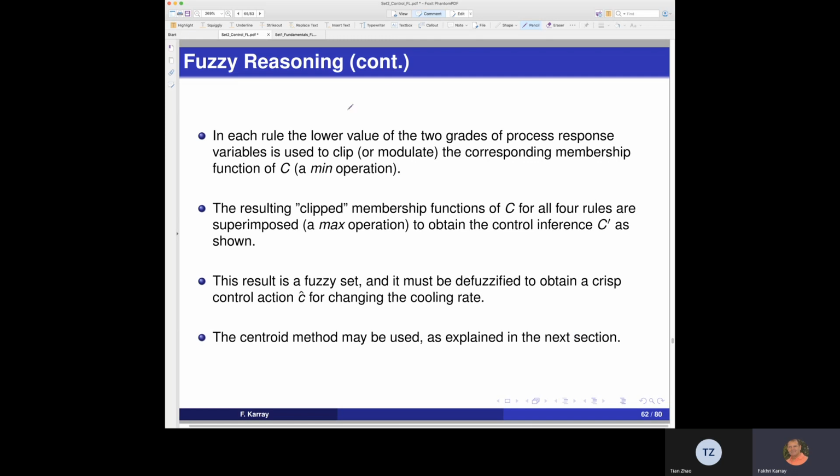So here in each rule, the lower value of the two grades of the process, so this is the explanation of what I just meant here, the corresponding membership function of C, which is the minimum operation. The resulting clipped membership function of C for all four rules are superimposed. That's the max operation. So that's where the max comes from. Max, min come from this particular presentation.